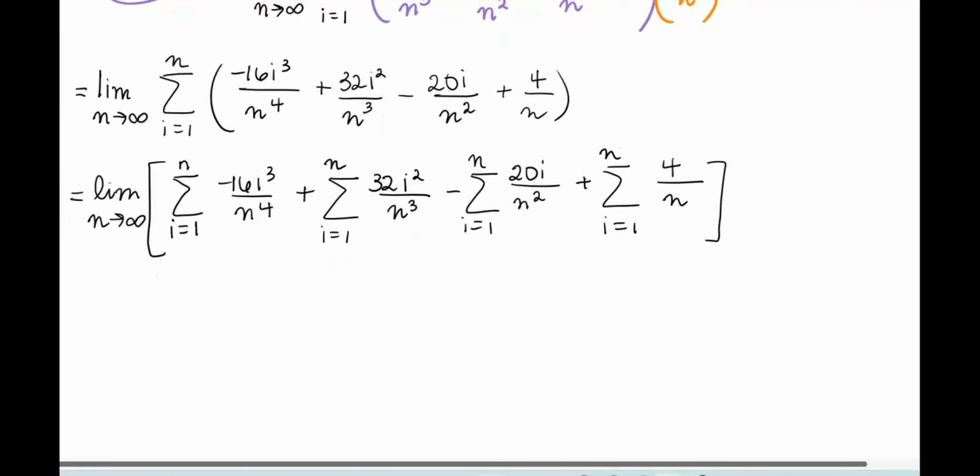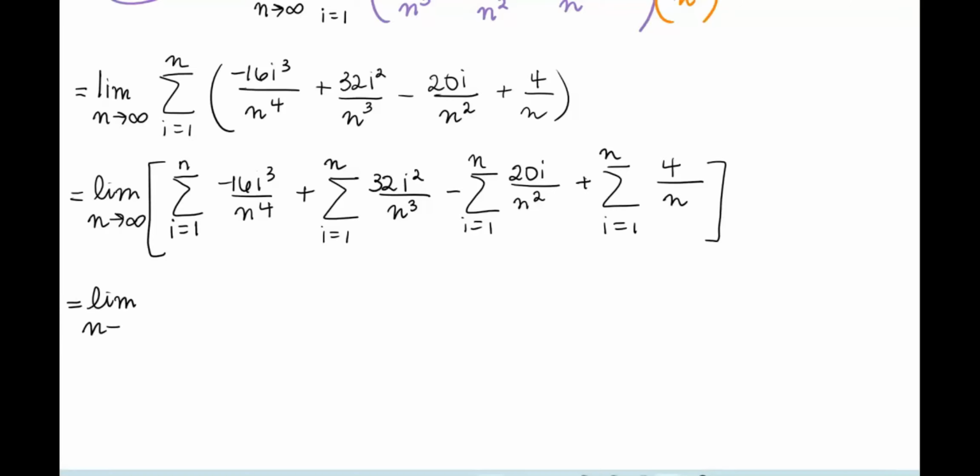I've broken this up into the 4 separate sums, and now I'm going to go to each sum and pull out any constants. Because remember, the index of all of these sums is I.